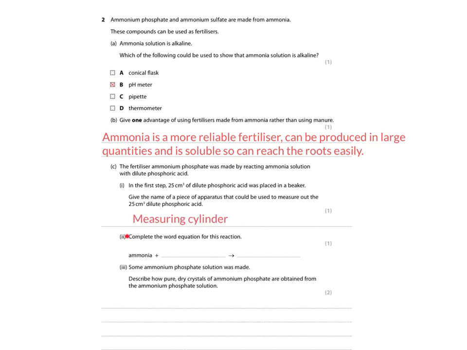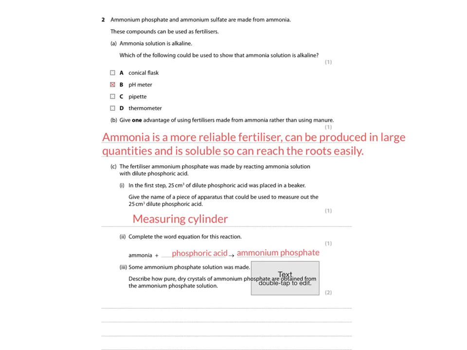So question 2c(ii) says complete the word equation for this reaction. So we've got ammonia, and we're told what it produces. If you read up here, it says the fertilizer ammonium phosphate was made by reacting ammonia solution and phosphoric acid. So we know it's producing ammonium phosphate with ammonia plus phosphoric acid. So we need to have phosphoric acid here.